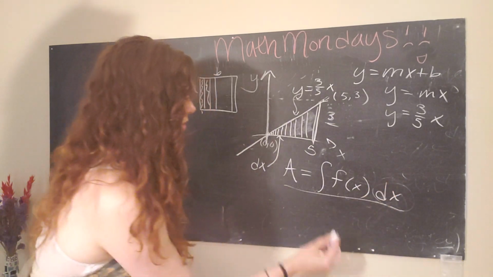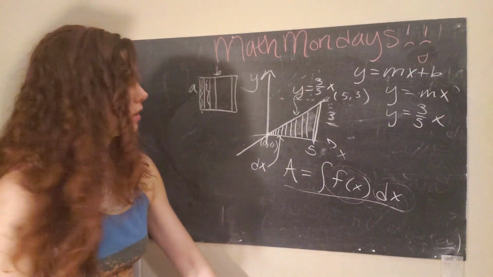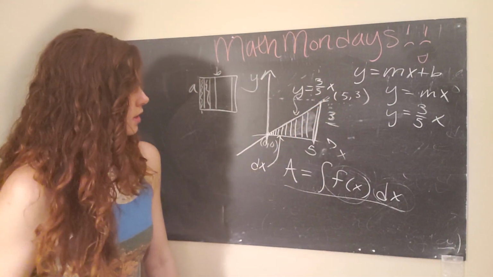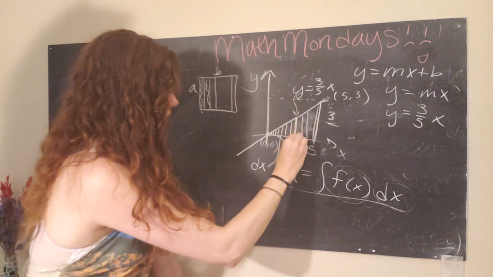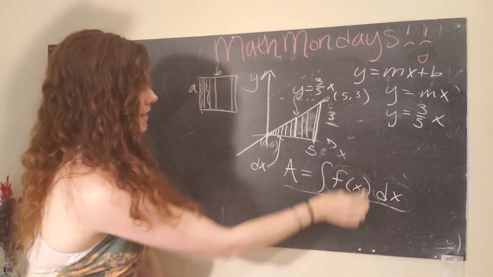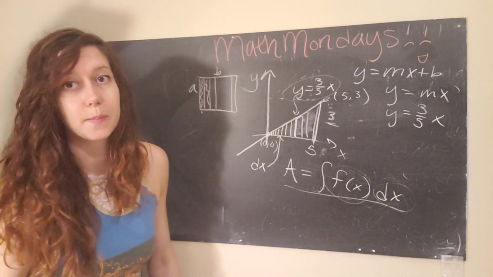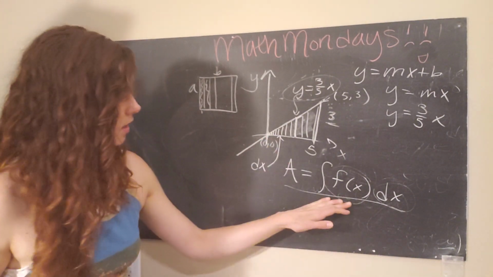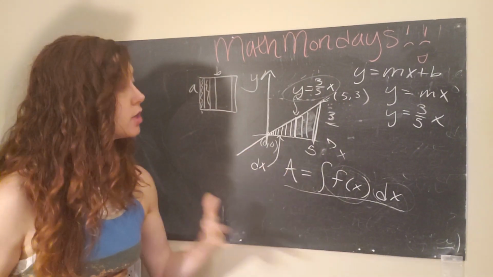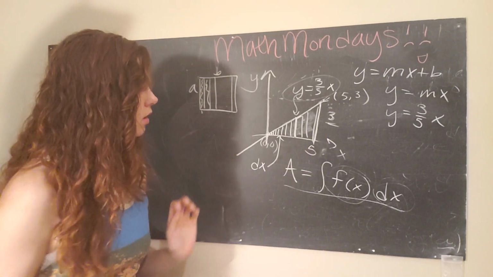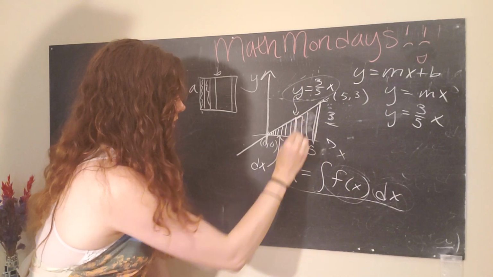So that is this piece. And this piece is basically the height of our function. So in that case, it is this equation right here. Because the integral of f of x is telling us how much it is changing. Okay, so this piece gets us the width, and this piece gets us the height.